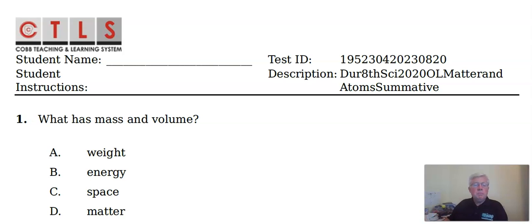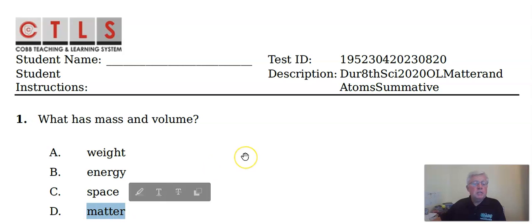Number one, what has mass and volume? Well, before I look down at my four answers, I'm going to think, what has mass and volume? Matter has mass and volume. Now I look down and I see it right here. Matter has mass and volume. So my answer number one is matter. I'm just going to scroll down.